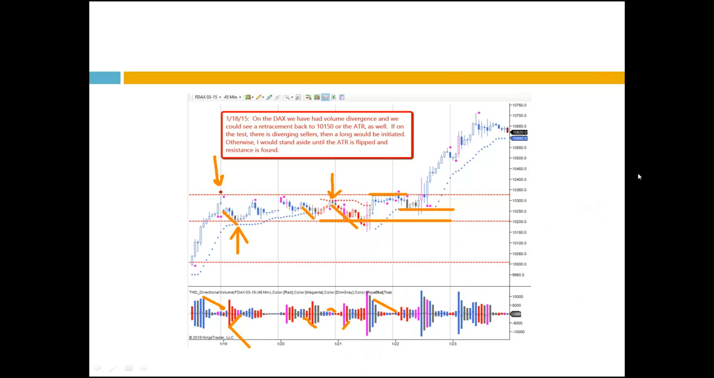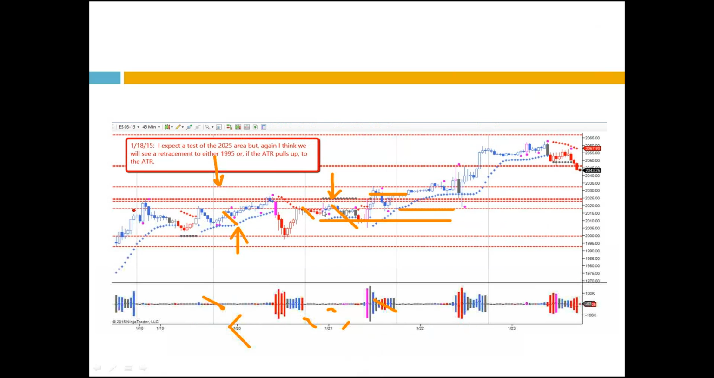Okay, let's go over to the ES. And let's get rid of all the drawings. On the ES, again, this triangle right here, I'll use my laser pointer. This triangle right here is where it was when I wrote the review. Do y'all understand that? All right.